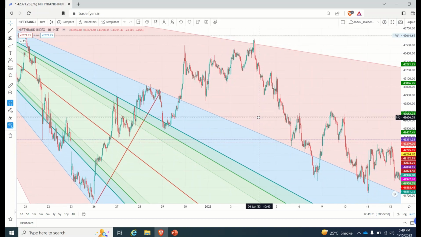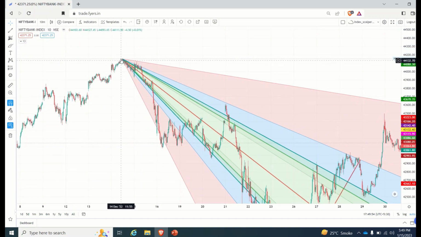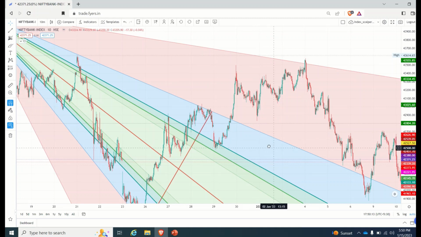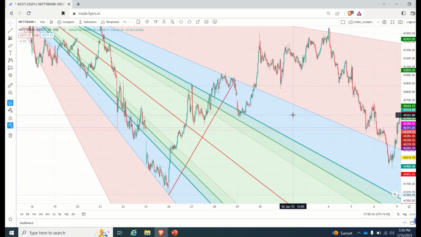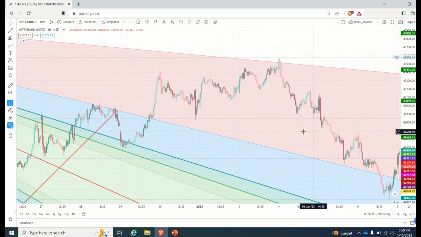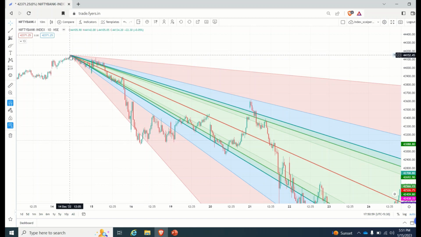Now, with that being said, we saw 44,151 as the highest point in this swing, and the lowest that I have chosen is 41,569, that is of 26th of December itself. Now we need to see the point where the price is actually reversing. After this high was made on 14th of December, we started seeing a fall.